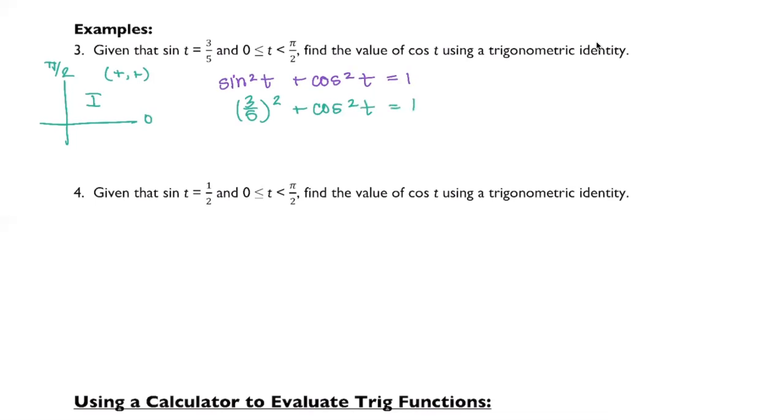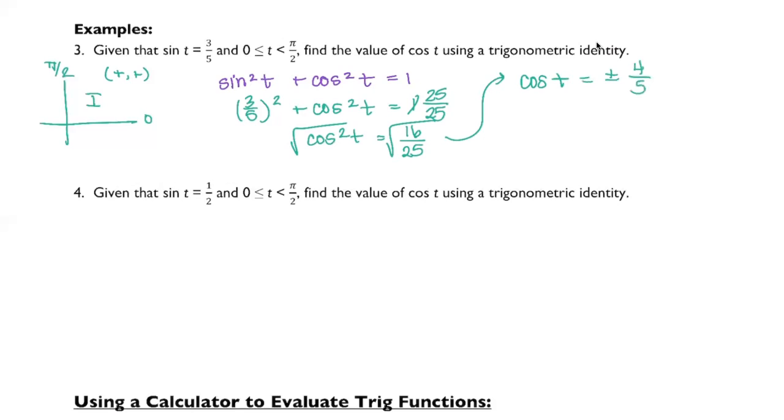So that's 9 over 25 when we square that. 1 is 25 over 25. We need a common denominator. If I subtract 9 over 25, we get that cosine squared of t is equal to 16 over 25. Then we're going to take the square root of both sides, which tells us that the cosine of t is equal to plus or minus 4/5.